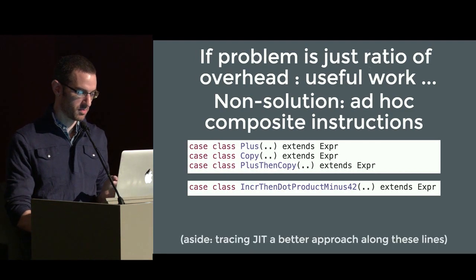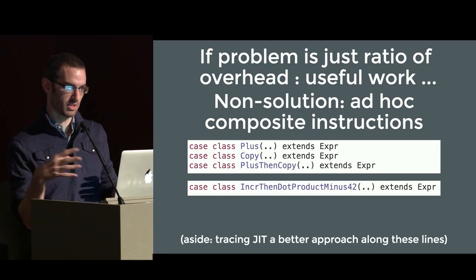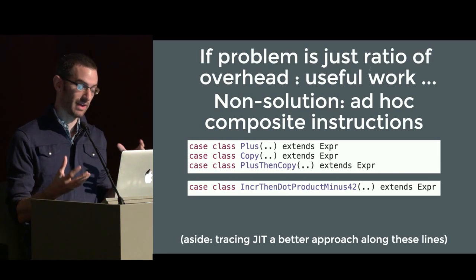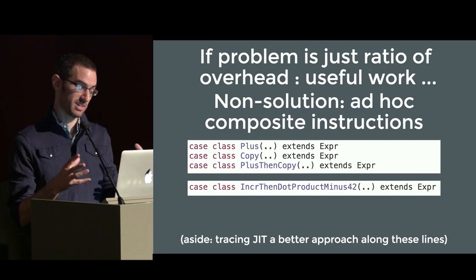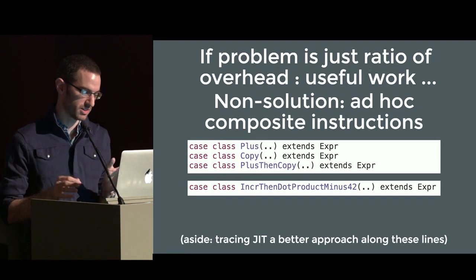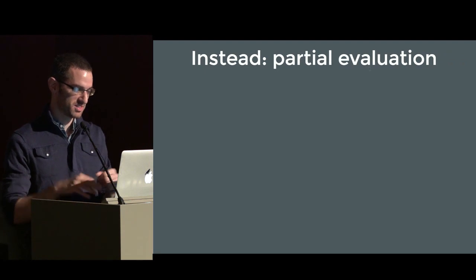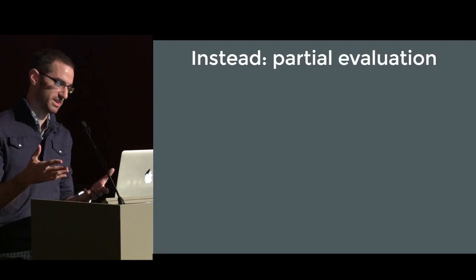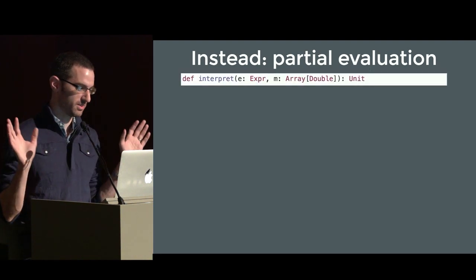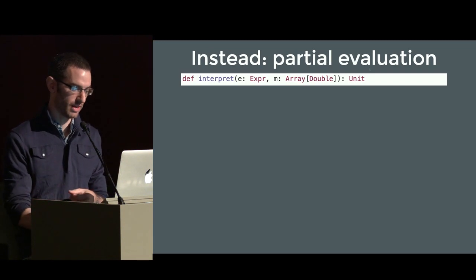A more principled approach along these lines would be something like a tracing JIT, which would be discovering at runtime essentially these composite instructions. That's one way of thinking of what a tracing JIT is doing. But I'm not going to talk about tracing JITs. Instead, what we're going to do is partial evaluation. And we're just going to do this in Scala with no fancy frameworks or anything like that. We're just going to write our interpreter in a slightly different way.